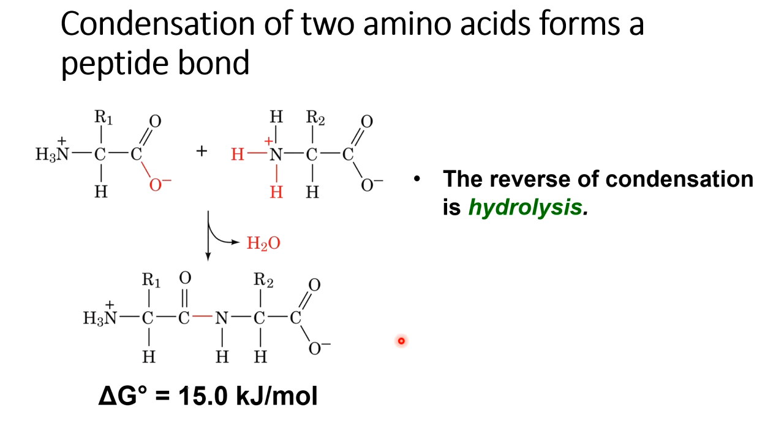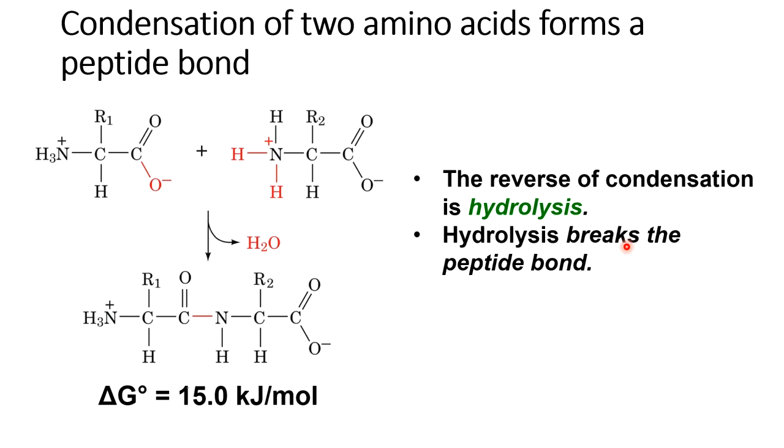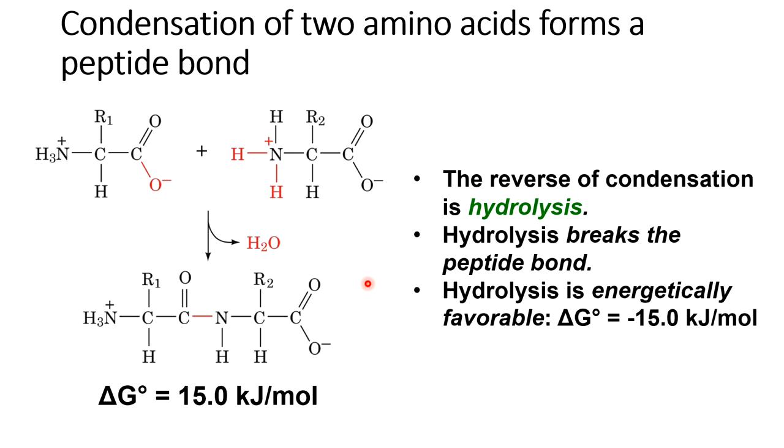And hydrolysis will break the peptide bond. Again, this is just the reverse of condensation. So you change the reactants and the products shown in the scheme, and then you also flip the sign of the delta G value for hydrolysis compared to condensation. And so hydrolysis, remember, is going to be energetically favorable because the delta G, the standard free energy change, will be negative 15.0 kilojoules per mole, which means it will be product favored.